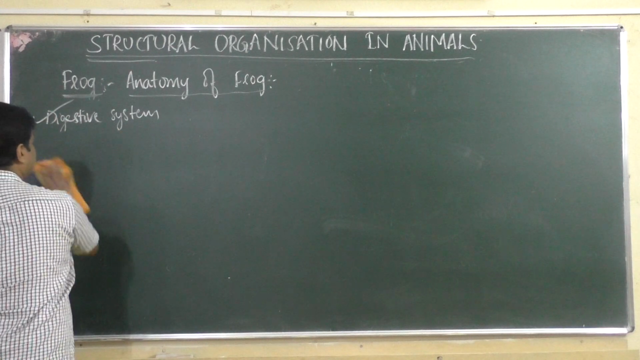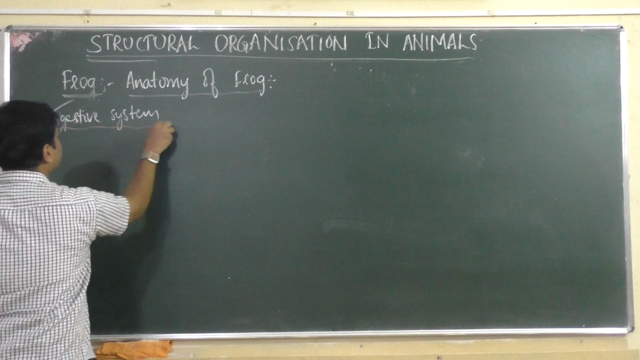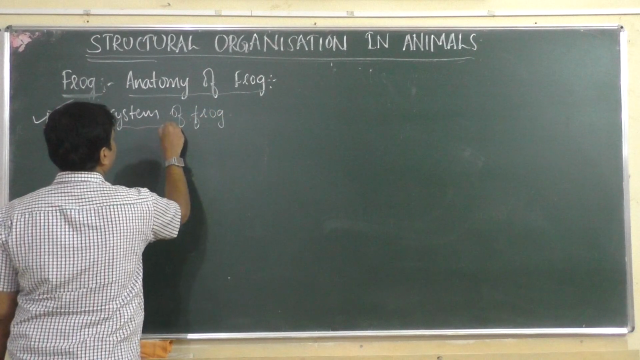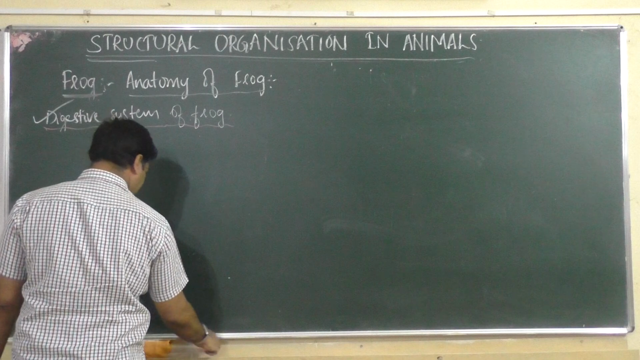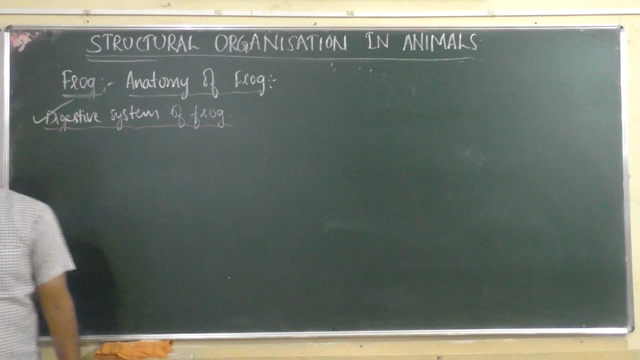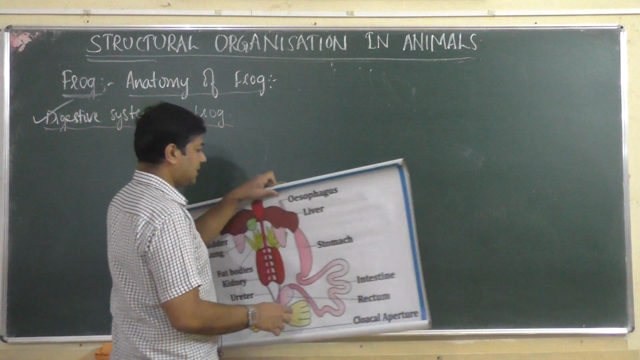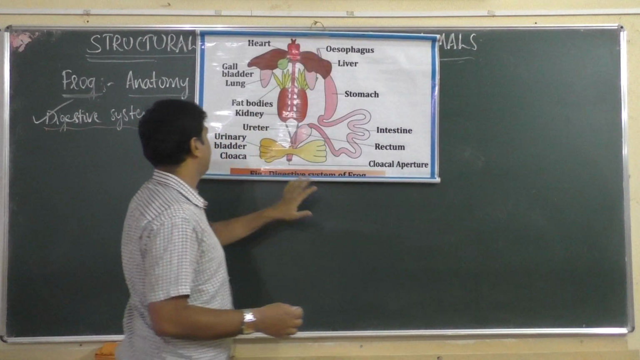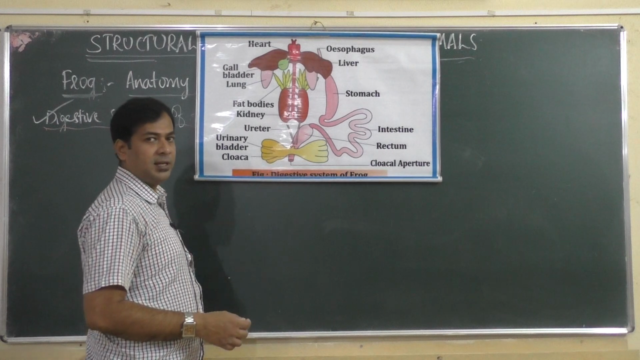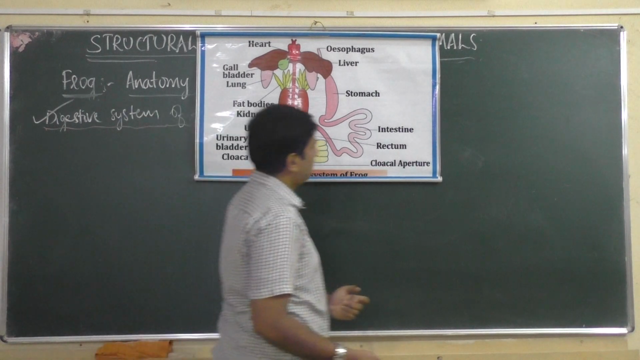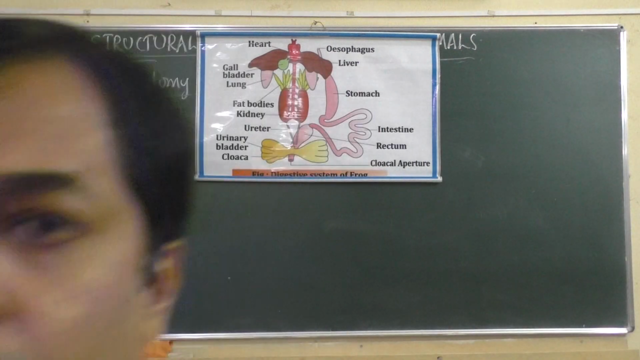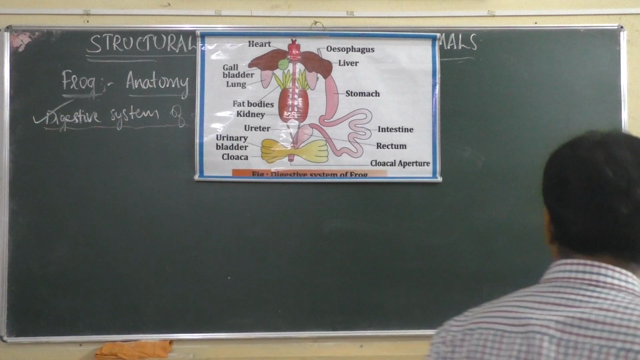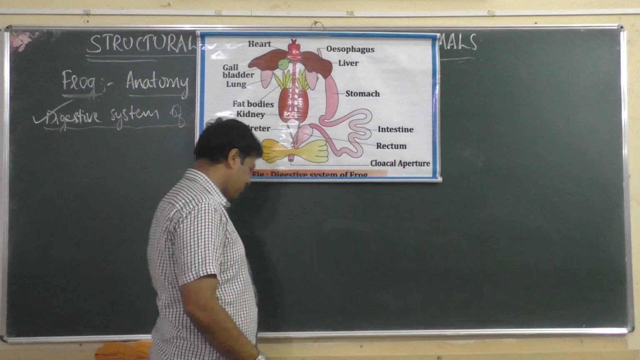So first we will discuss the digestive system of frog. I will show you a chart, with which I will explain, which will be very easy. I think you can see it very clearly. If you can't see properly, then I have to zoom it. Yeah, you can see it clearly, so no need to zoom, because I need space for writing also.